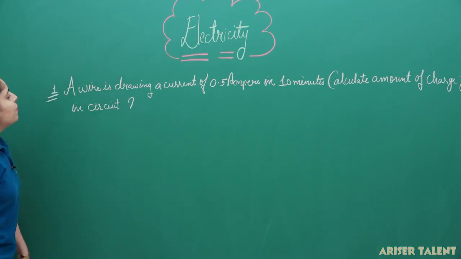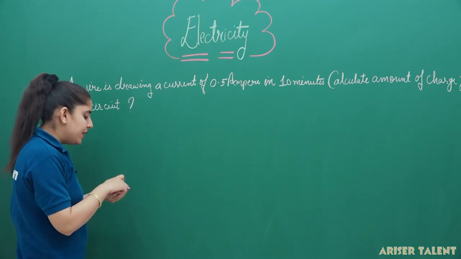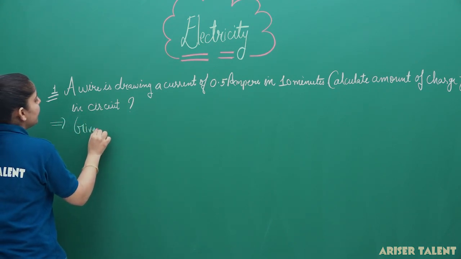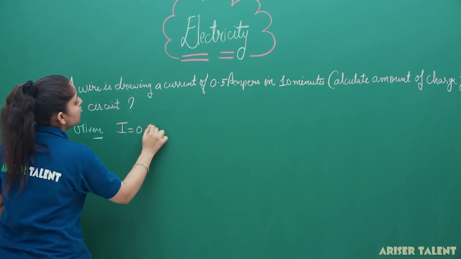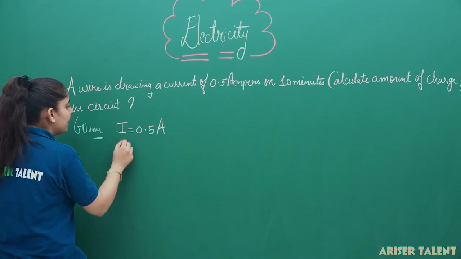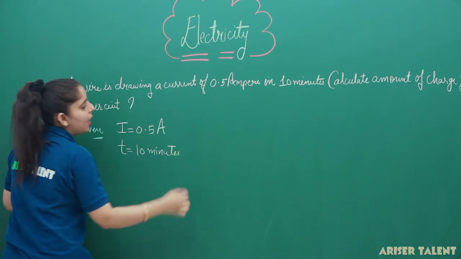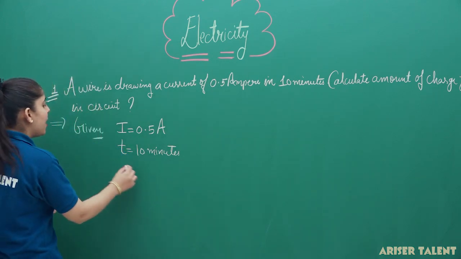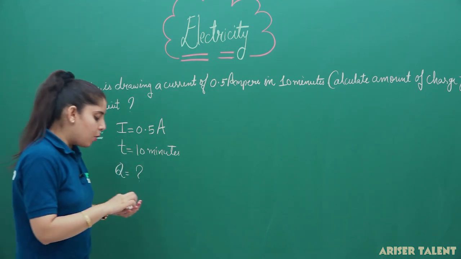So this is the question we have been given. A wire is drawing a current of 0.5 ampere. Let us write the given conditions first. We have been given a current, I equal to 0.5 ampere, and a time equal to 10 minutes. And what I have to calculate is the amount of charge, that is, Q.